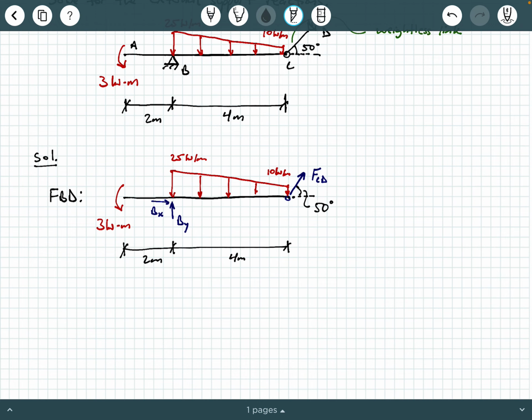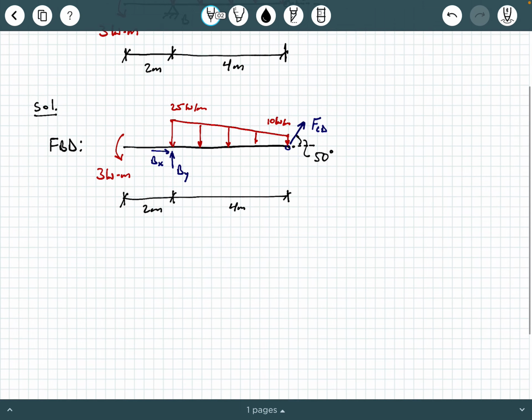So now that we've drawn the free body diagram, we're ready to apply our equilibrium equations. Let's start with summing moments. As we've mentioned before in previous videos, and as you know from maybe previous classes, you can sum moments about pretty much any point. You just want to pick a point that is convenient, that'll make your calculations a little less tedious. So what I did was I said, let's sum moments about point B, and we take counterclockwise as positive.